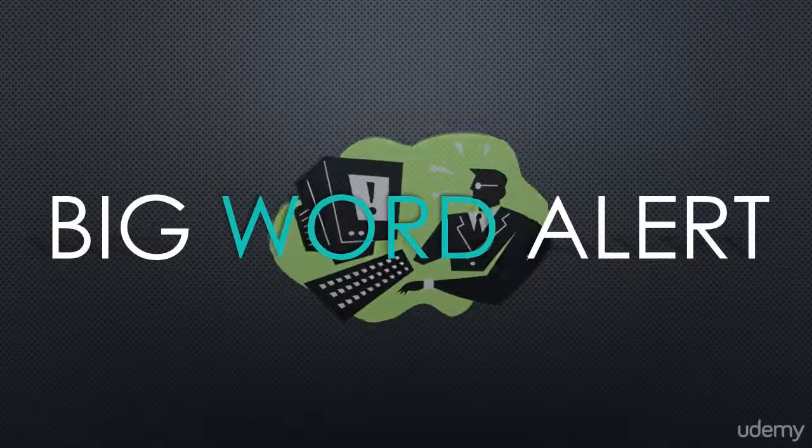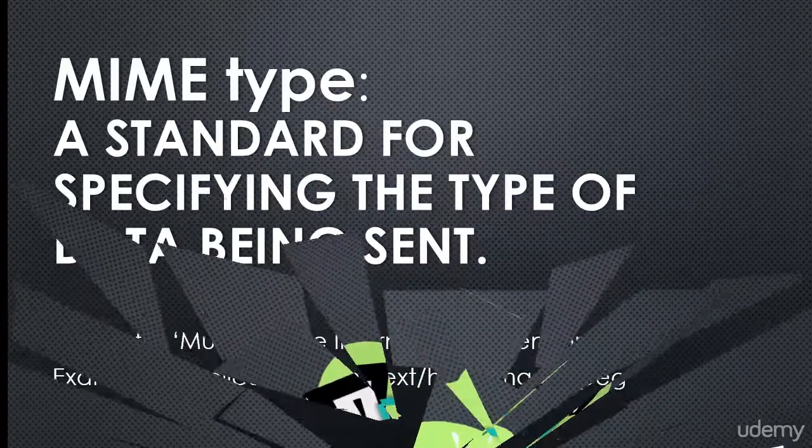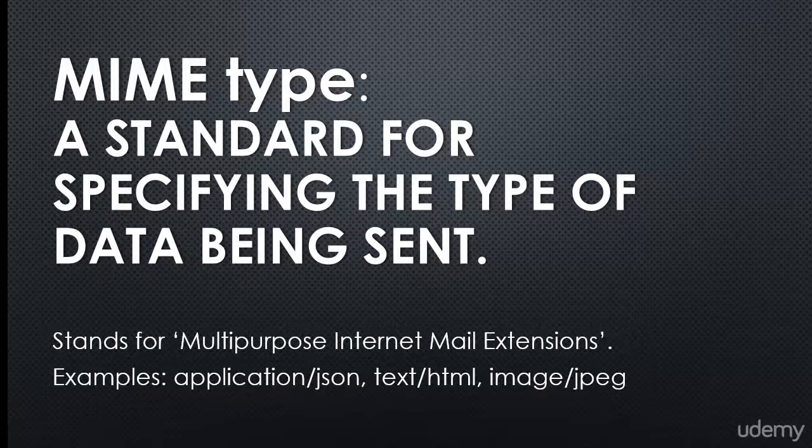Big word alert. A MIME type. This is a standard for specifying the type of data being sent. MIME stands for Multi-Purpose Internet Mail Extensions. It was originally designed to help us specify how we send attachments in email, what kind of data we were sending in attachments. But HTTP has adopted it as well as a way of specifying the kind of information being sent with any particular HTTP response.